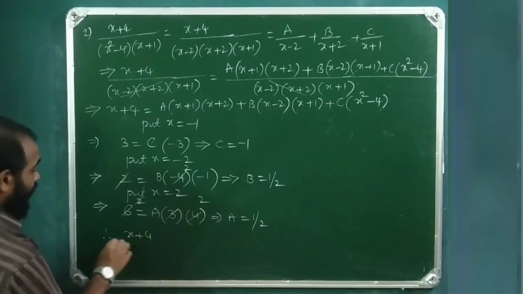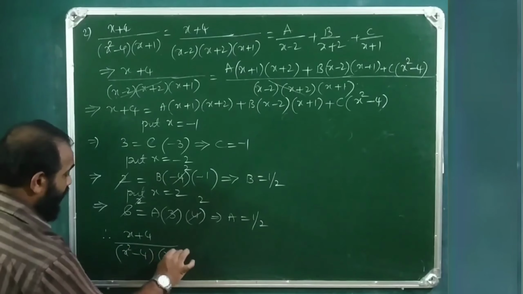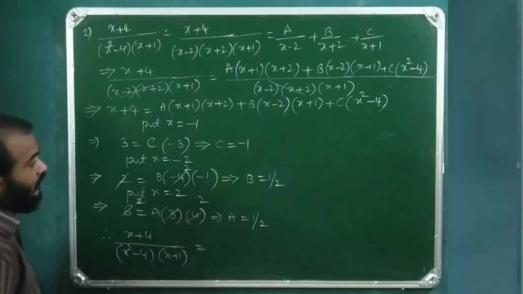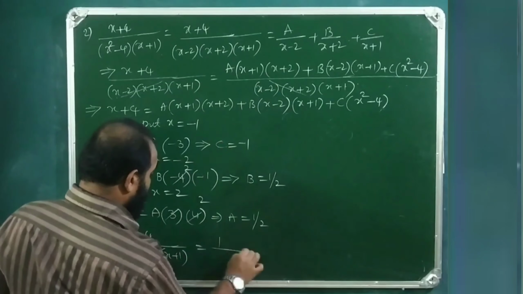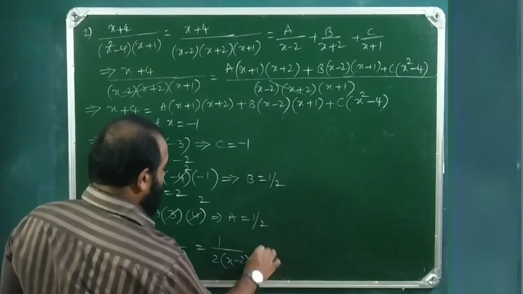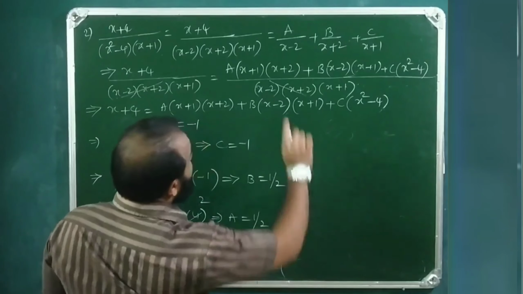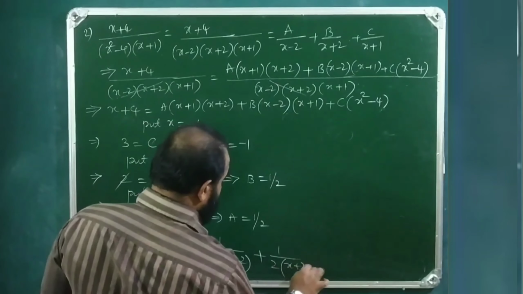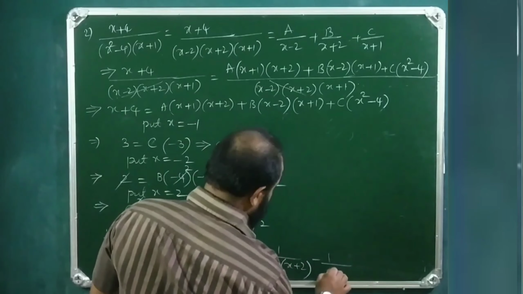x plus 4 by x square minus 4 into x plus 1 is equals to, the value of a is 1 by 2 by x minus 2. So 1 by 2 into x minus 2 plus b value is again 1 by 2 into x plus 2. The value of c is minus 1. So minus 1 by x plus 1.